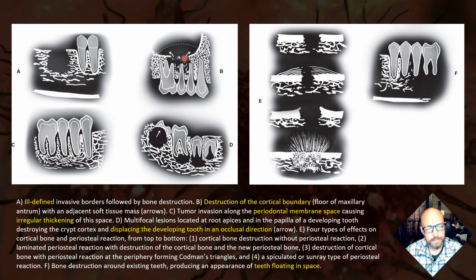All right, this shows a maxillary lesion that has eaten through the cortex of the floor of the sinus, and then the soft tissue portion of the lesion extends into the sinus. But you also maintain that kind of ragged trabeculae left behind appearance. In D, this shows in some cases malignancies tend to accumulate at the apices, especially of developing teeth.